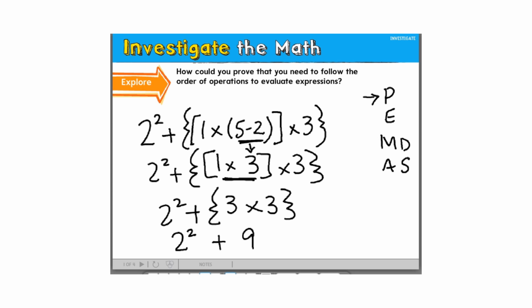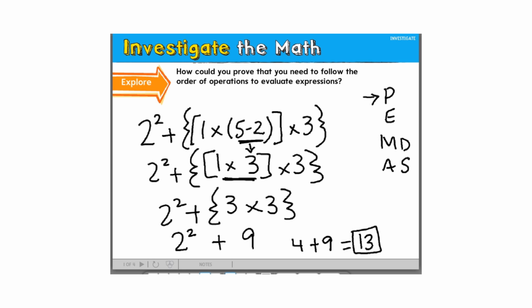Now 2 to the second power, what does that equal? Amy, what does that equal? 4. So now I end up with 4 plus 9. So my final answer to this one is just 13. So it's basically taking all of those pieces. Now we did some subtraction before we did multiplication. Did anybody catch that?